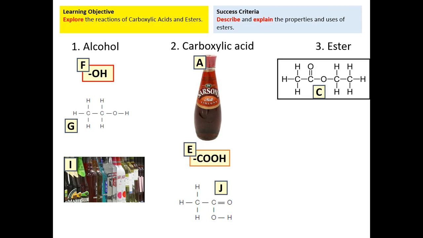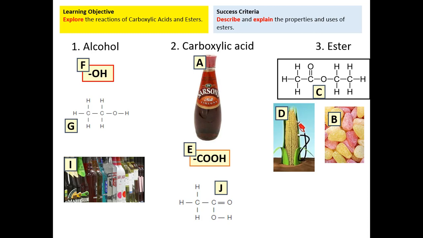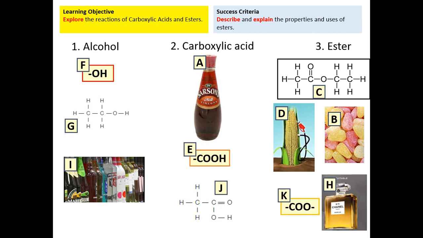So lastly then, esters. There's your structure. Your ester, make sure you know that you've got that C double bond O and an O and it's in the middle. So that's your ester. Biofuels, flavourings and perfumes are the uses, and you've got COO as your functional group.